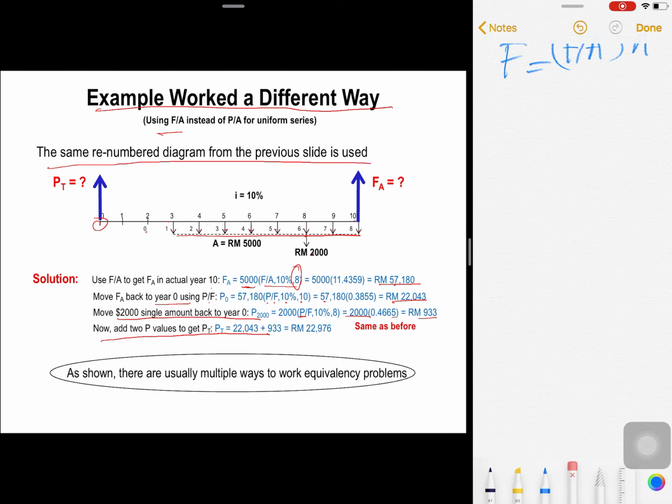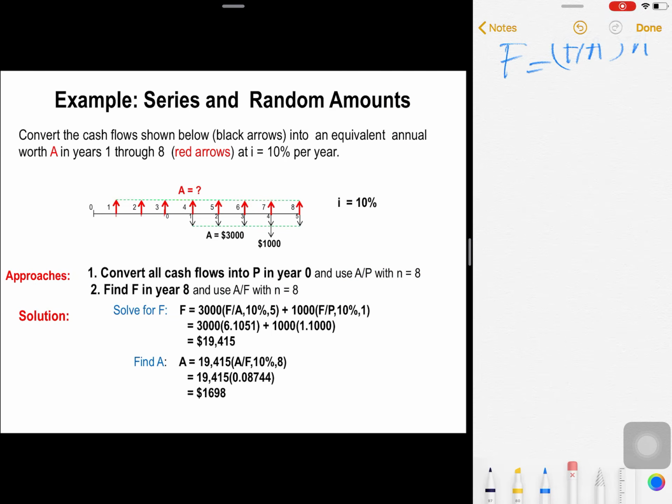And now add the two P values to get P total, and you get the same figure as before. So as shown, there are usually multiple ways to work on this kind of problem. You can either use the first way of using P, or you can use the F value, and the answers should be the same.